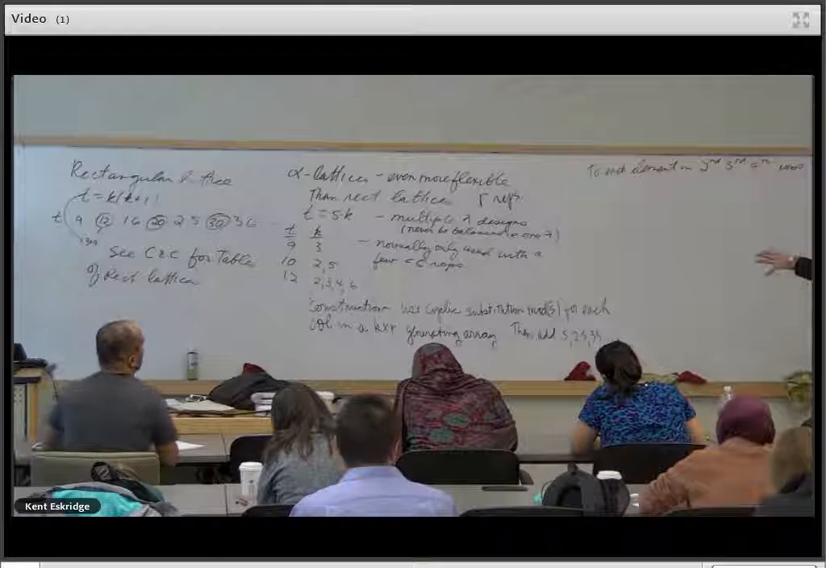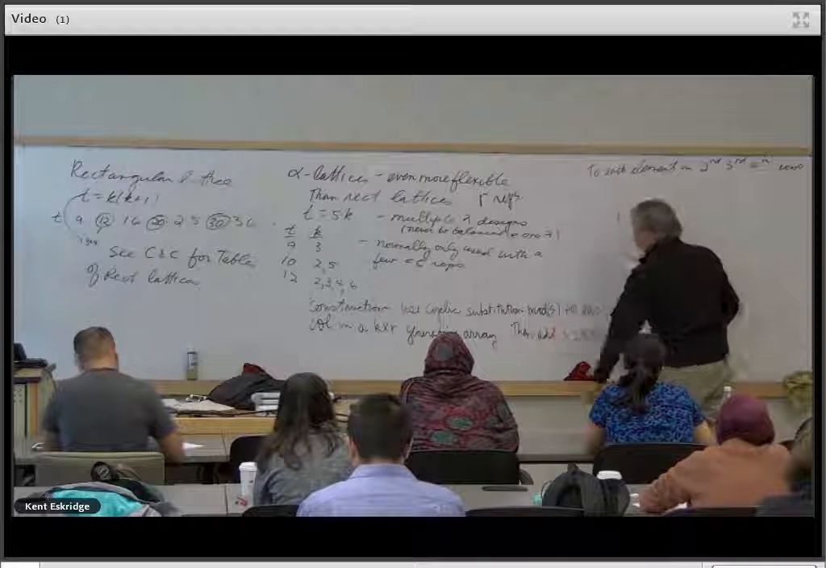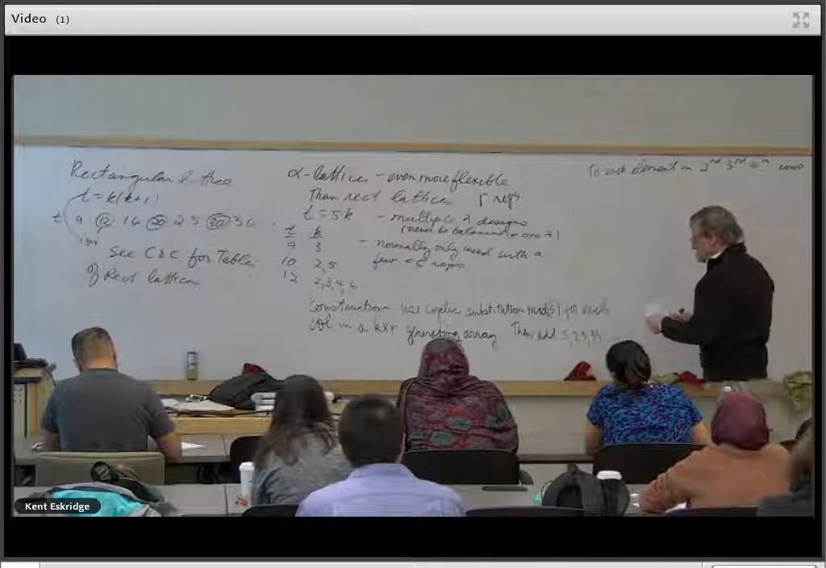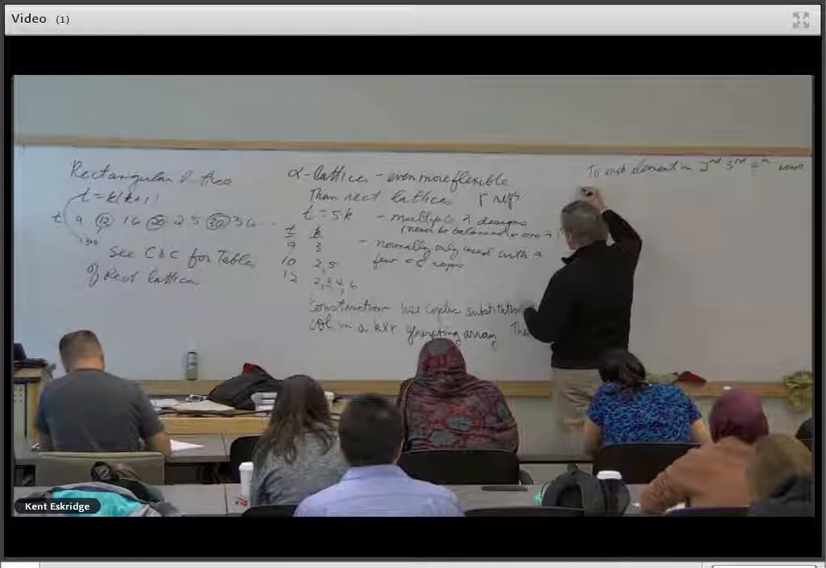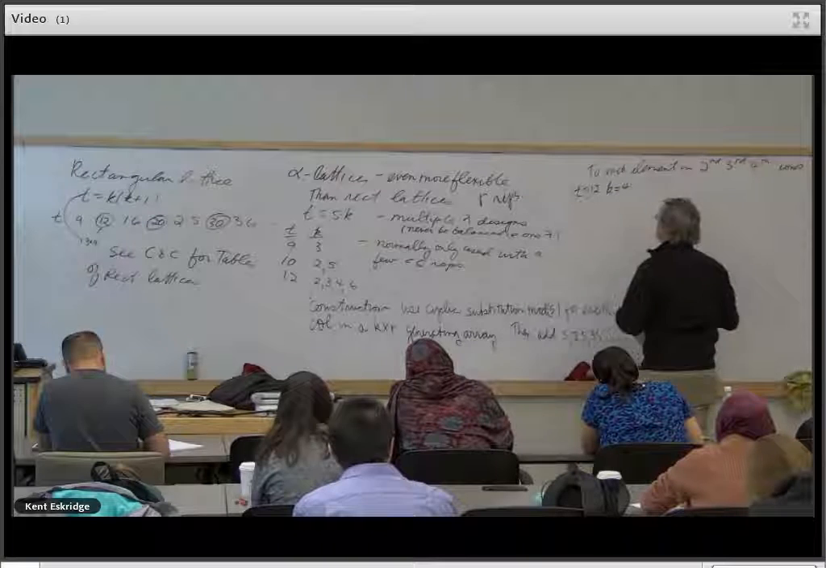Well, that almost means virtually nothing. Okay, but this is how you get it. It's not hard once you see how to do it. So let's do an example. G is equal to 12. K is equal to 4. Okay.